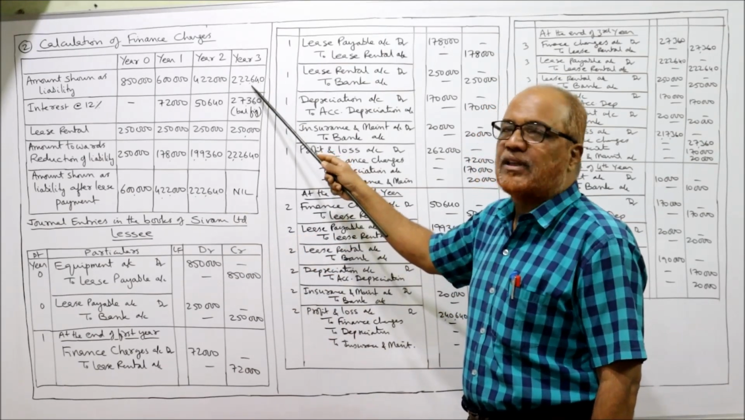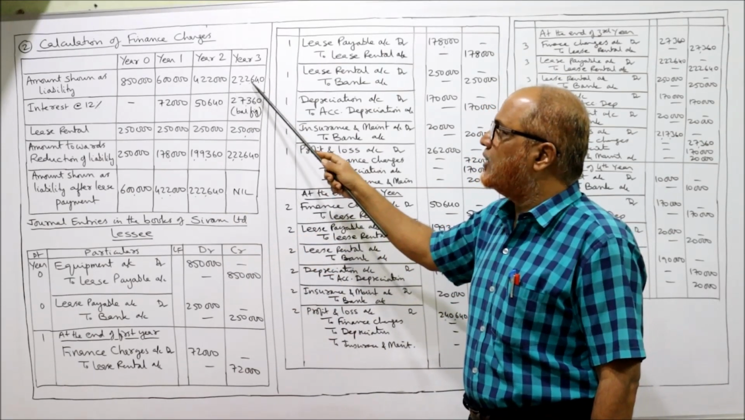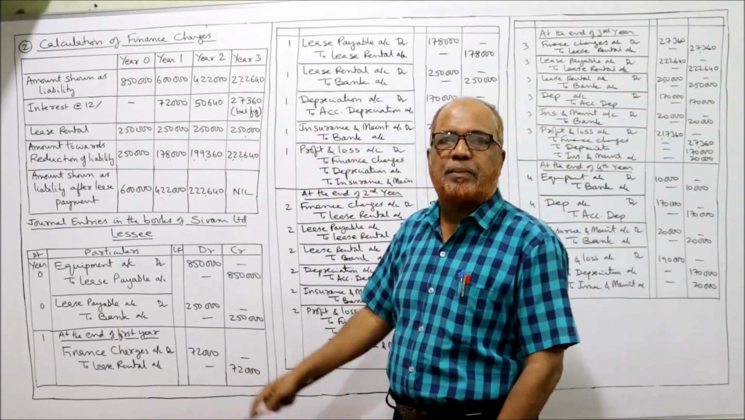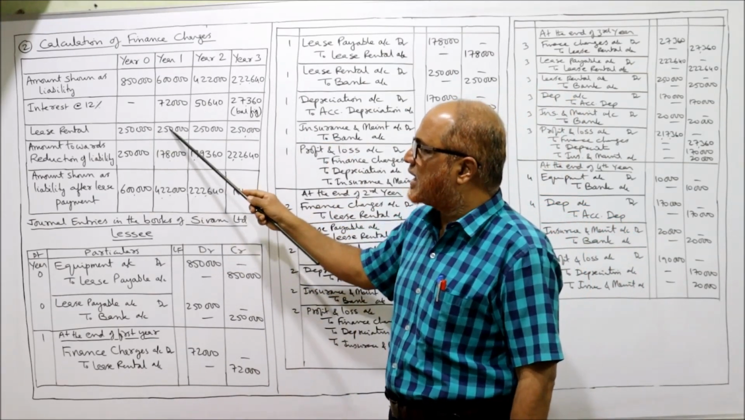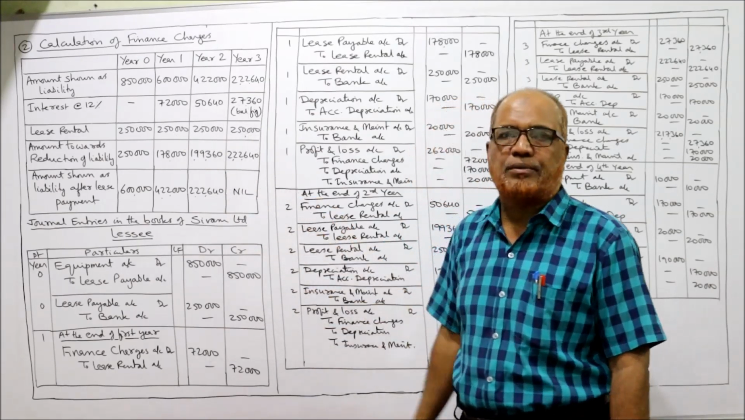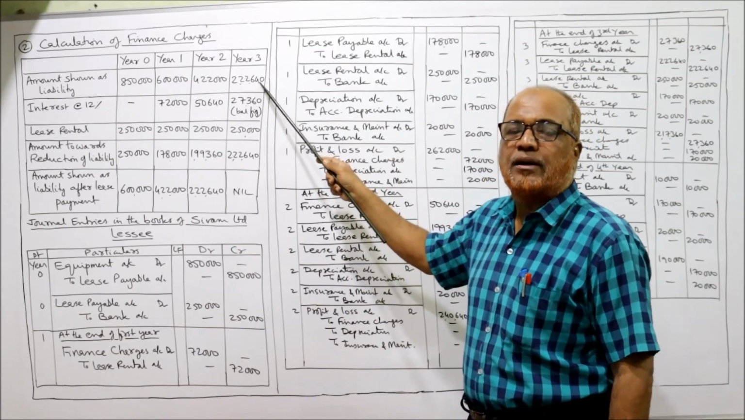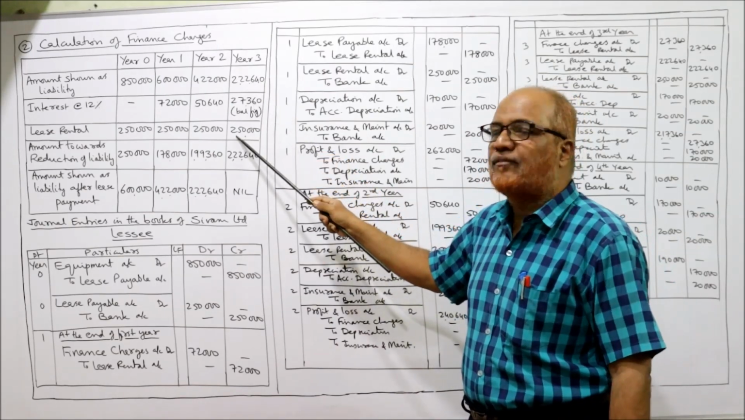This will become opening for the third year, 2,22,640. Now this is the last installment because 4 installments have to be paid. First installment we have paid, second we have paid, third we have paid. This is the last one. So outstanding liability is 2,22,640, but we are making the payment 2,50,000.